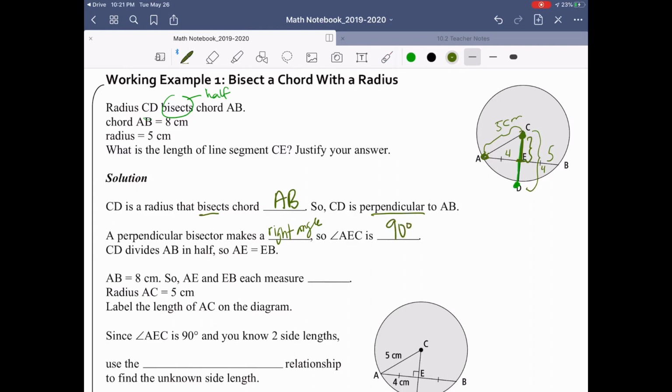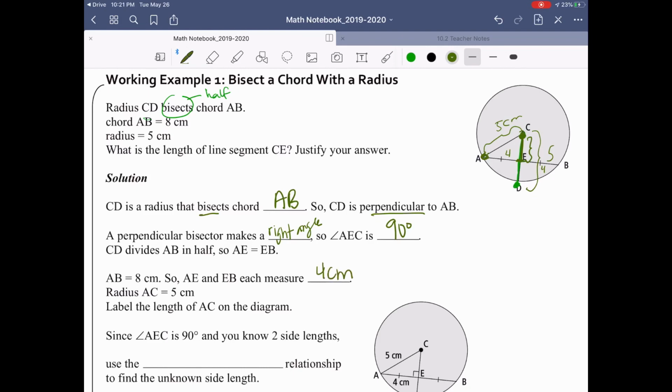So CD divides AB in half, so that means that section AE is equal to section EB. They're directly cut in half and they're equal to each other. AB is equal to 8 centimeters. So that means if it's cut in half, AE and EB are both going to be 4 centimeters because it's half of 8.